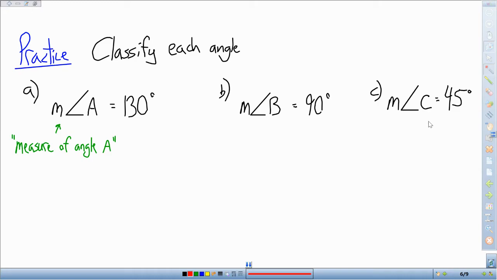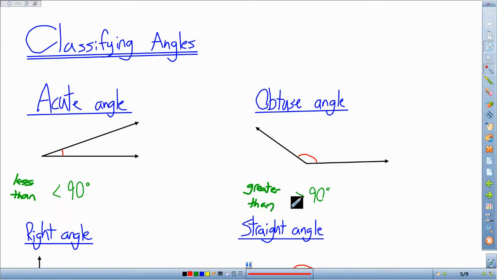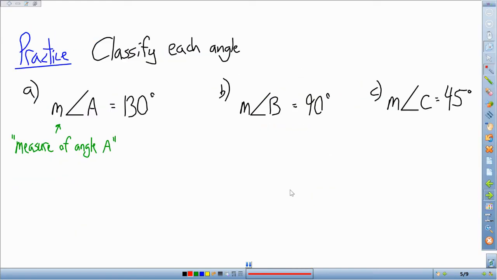All right, so on letter A, measure of angle A is 130 degrees. Hopefully these were fairly simple for you guys. Here's what I know. If my angle is 130 degrees, I know that it is greater than 90 degrees. That means it must be an obtuse angle. Okay, so there's letter A. This thing is an obtuse angle.